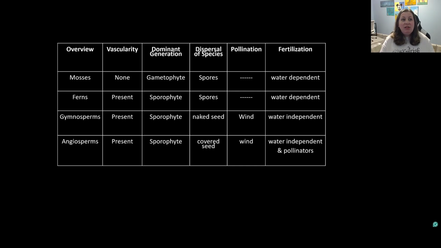All right, so this takes a lot of the information that we covered in part 1 and part 2 and puts it into a chart to help you, condensing the information. But if you have any questions as you go through this information about plants, please let me know.